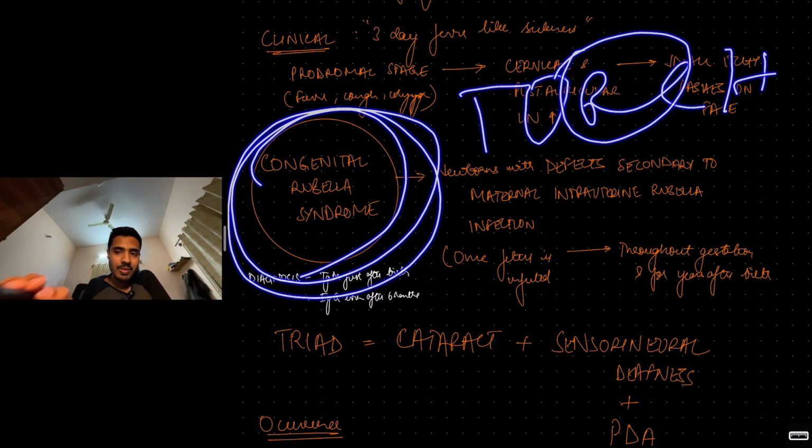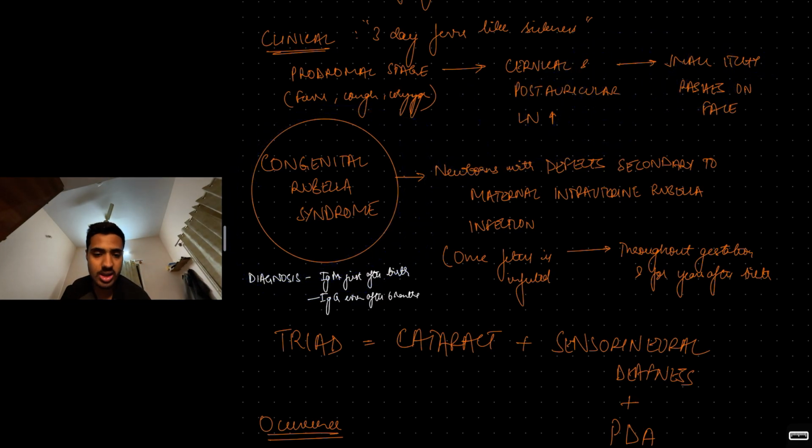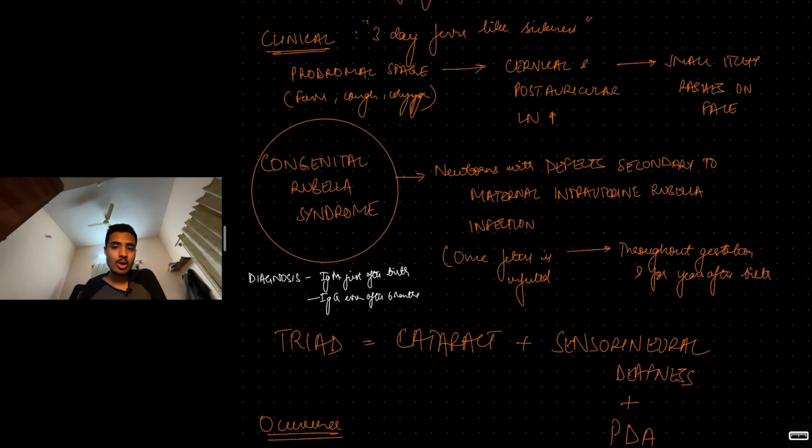R is for rubella. So what is congenital rubella syndrome? Newborns with defects secondary to maternal intrauterine rubella infection. So the mother is infected with rubella, which causes certain teratogenic effects. It leads to organogenesis defects in the newborn, and once the fetus is infected, throughout the period of gestation and for years after birth, the fetus will have the rubella infection. This is known as congenital rubella syndrome.